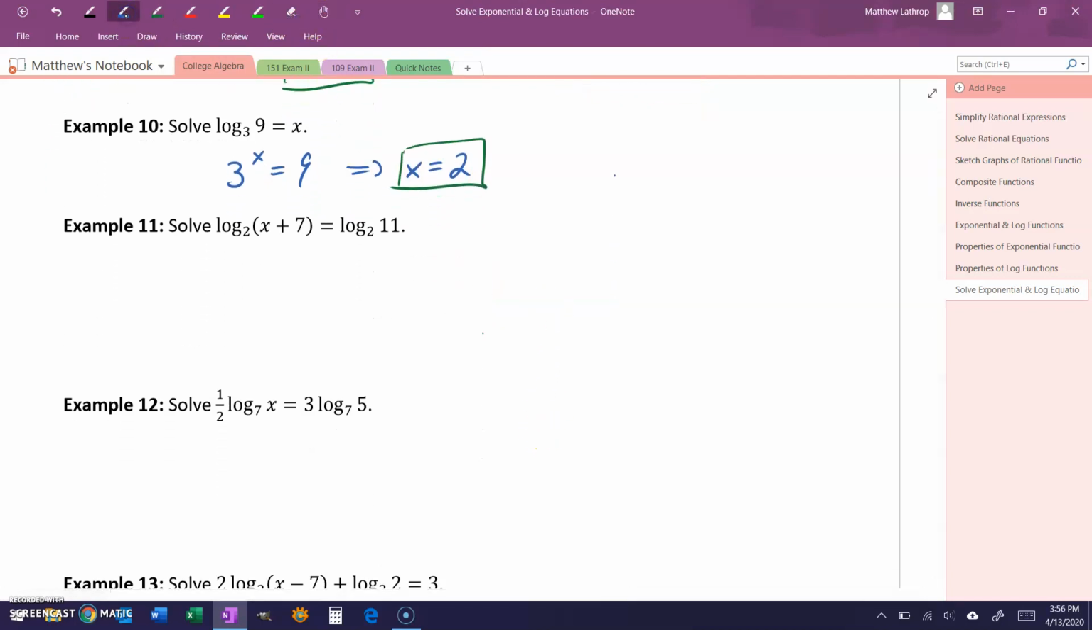In example 11, we have the log base 2 of x plus 7, meaning that x plus 7 has to be greater than 0, or x has to be greater than negative 7. In this case, we have log base 2 and log base 2, meaning we can apply an approach similar to what we used with solving exponential equations. If the logs and bases are the same on both sides, that means the quantities contained inside those logs have to be equal. So x plus 7 has to be equal to 11, or x has to be equal to 4.